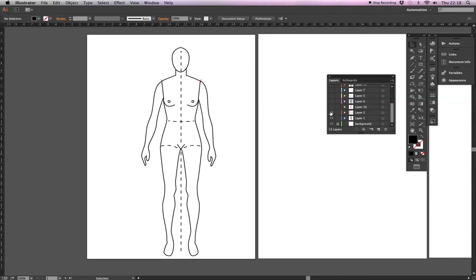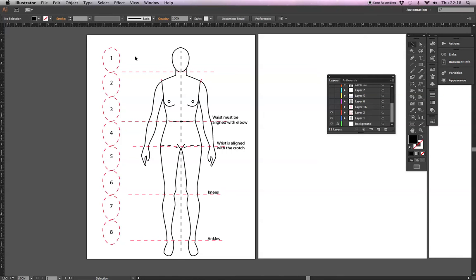So in this term, we actually know that the body here is divided up into 8 heads. And by 8 heads, what that means is if I take this head shape here and I move it throughout the body, it goes through 8 times. And these are called head widths.